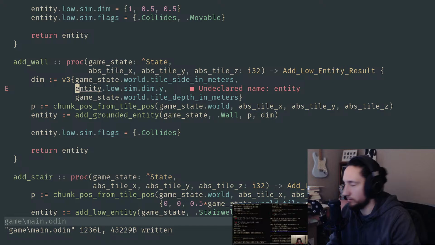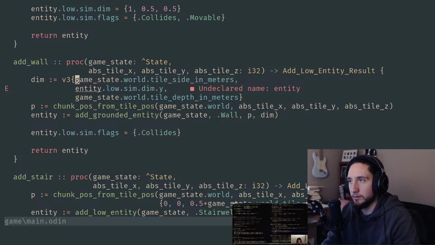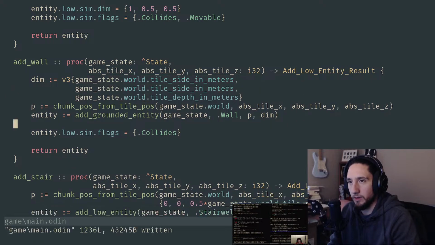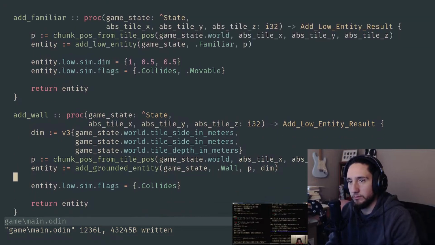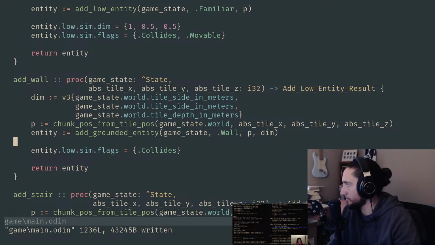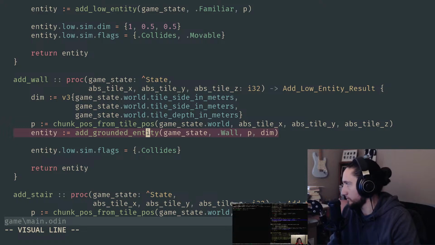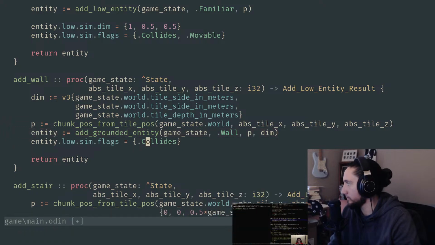Oh crap. This is just going to be all tile side in meters. Okay. And then the Z is the tile depth in meters, and this looks okay. I think this is what we're going for. And this. So there's a wall. And then I can say add grounded entity dim and delete that, right? Does that make sense? None of the overloads. Oh, of course you would make me do this. Thank you, C.